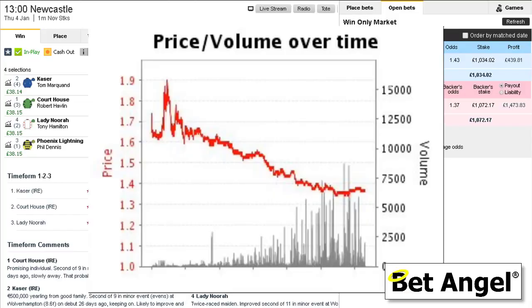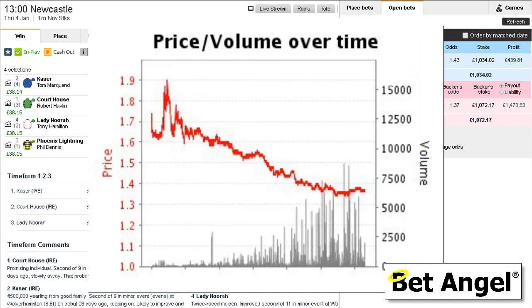So we're looking here at a chart from Betfair, and when you look at the charts, on the left hand side axis you have price going from small price to large, and on the right hand side you've got volume going from small to large.